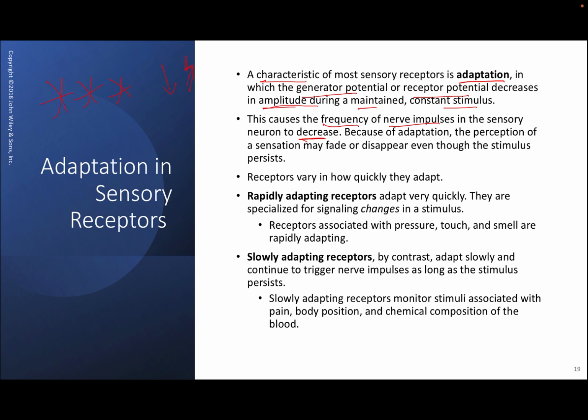Right? And so because of adaptation, our perception of sensations can fade or disappear, even though that stimulus may persist. A great way to think of this is if you go nose deaf a little bit, if, say, maybe you live with, you've got stinky kids. I certainly do, right? Or a cat. A cat's a great example, right?